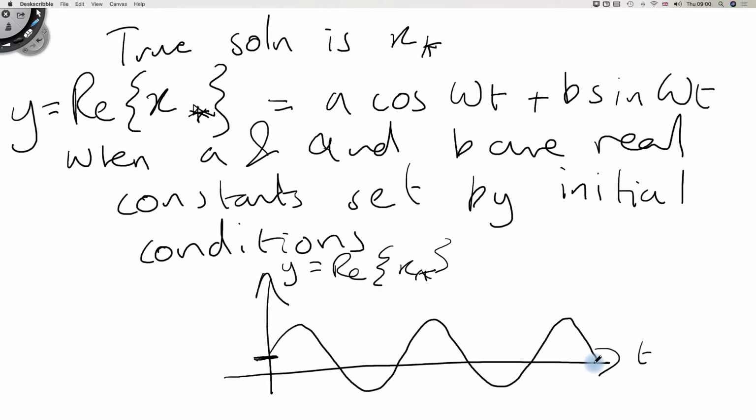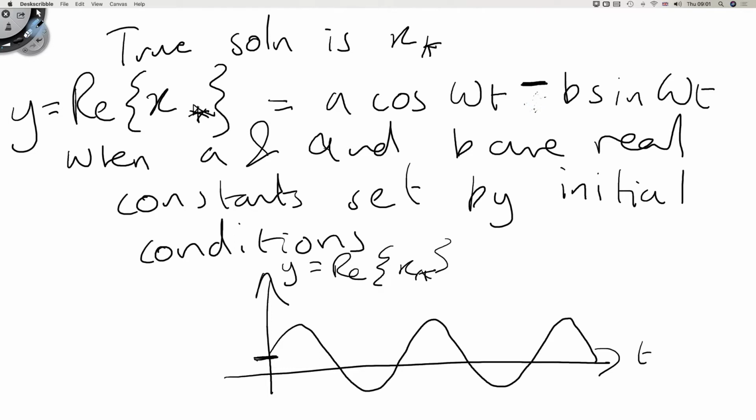Sorry, I've got a sign wrong here. That should be minus. Okay. Actually, I should use my rubber, shouldn't I? We're digital at the moment. There you go. Okay, back to the pen.